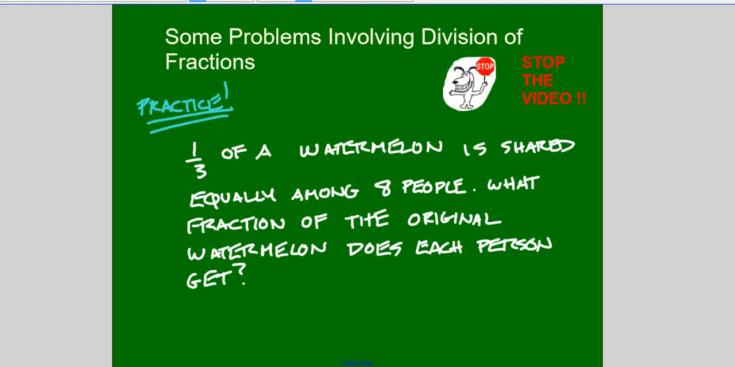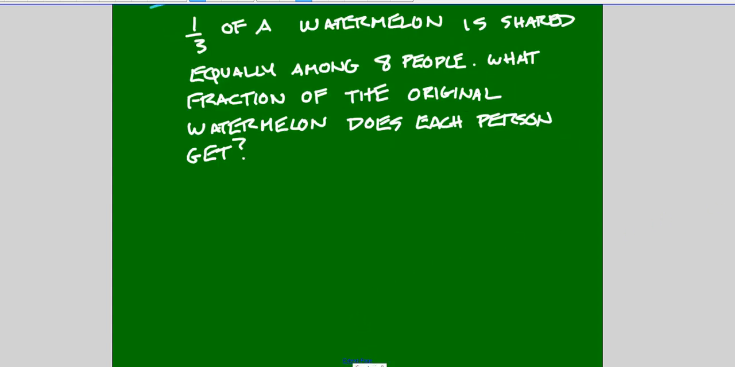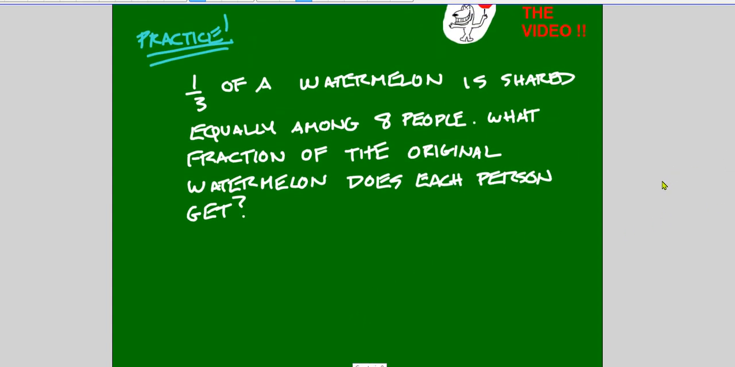All right, stop the video and do this question. So 1/3 of a watermelon is shared equally among 8 people. What fraction of the original watermelon does each person get? So stop the video, work the problem, and then turn it on, see if you agree with what I got.